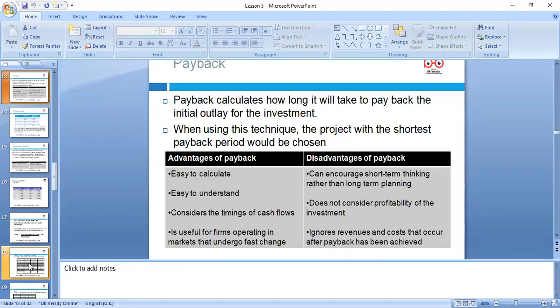Okay, then we'll go through the payback period. Payback means how much money you invest and how much money you will get back. Each appraisal method has its own advantages and disadvantages, so it's always good to look around. Whichever method you use, you need to make sure you focus on it.